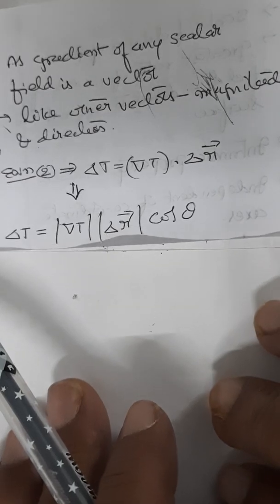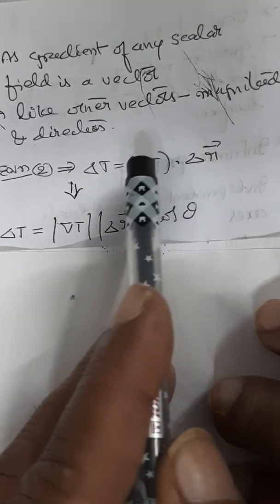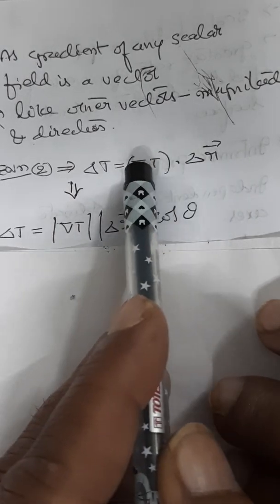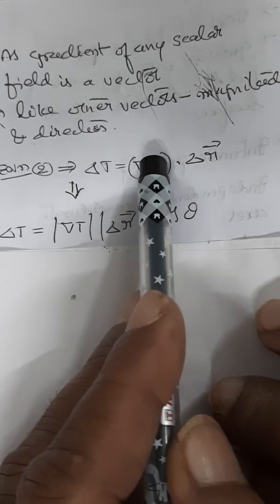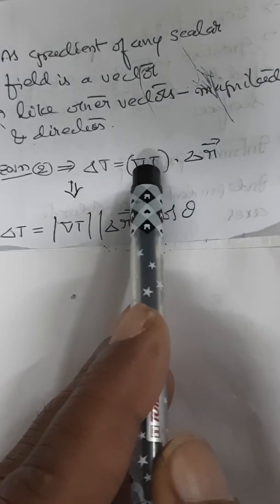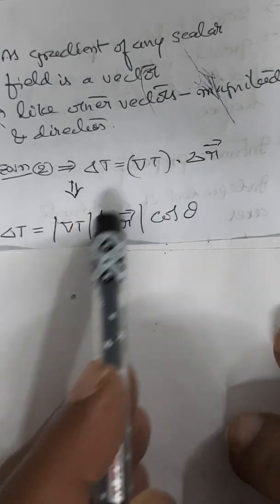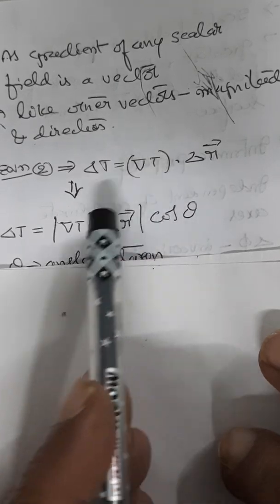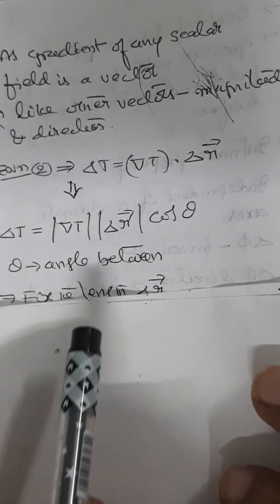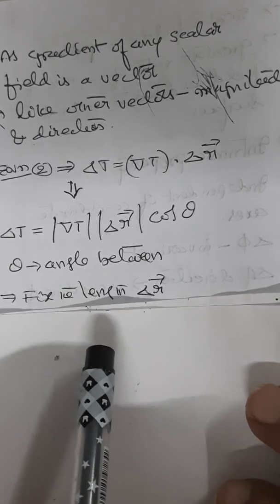This is a dot product, A dot B. A dot B is nothing but AB cos theta as per the scalar product, modulus of A into modulus of B into cosine of the angle. Like that, the right hand side dot product, I am representing as modulus of del T, modulus of delta R and cos theta. Now, what is theta? Theta is the angle between them.